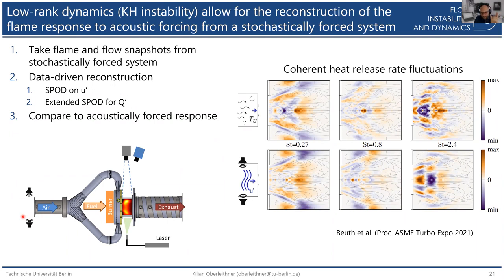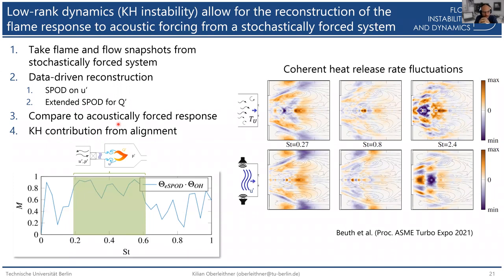Moreover, and this now gets a bit complicated, you can also do the following. You can do a spectral POD directly on your heat release, and then you can align the optimal modes you get from this approach with the optimal modes you get from your extended SPOD, and then you can plot an alignment metric as a function of frequency. And if you have high alignment, that means that most of the heat release response encountered in this combustor is driven by hydrodynamic instability.